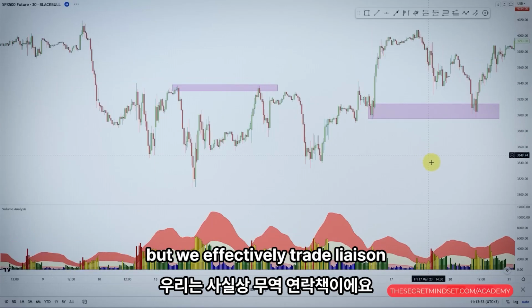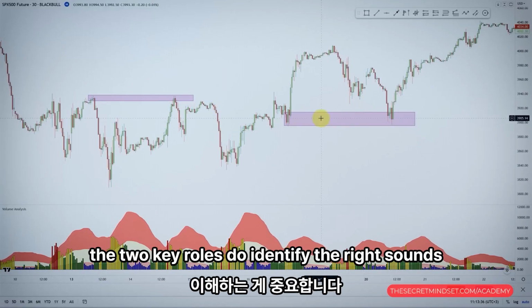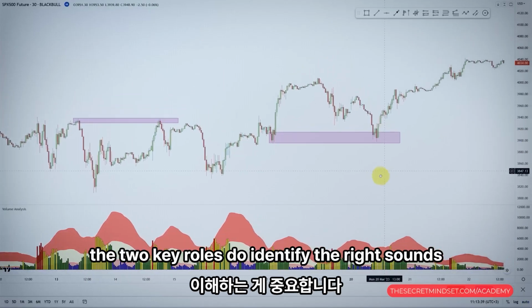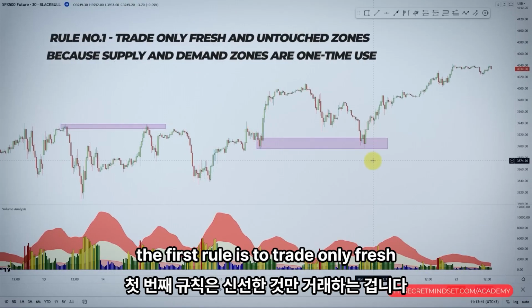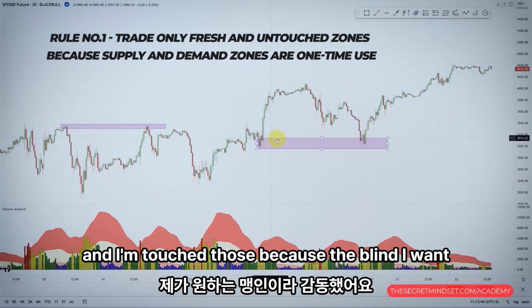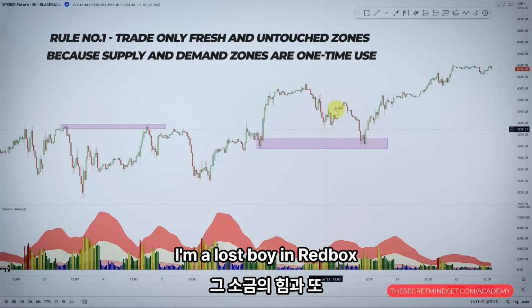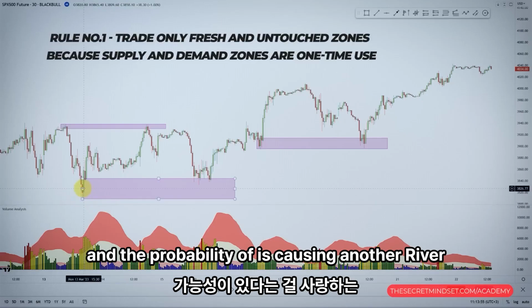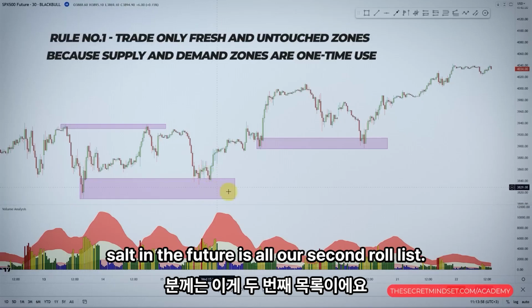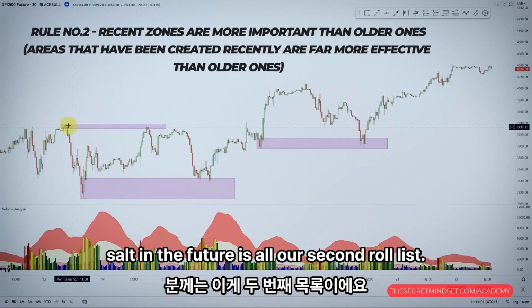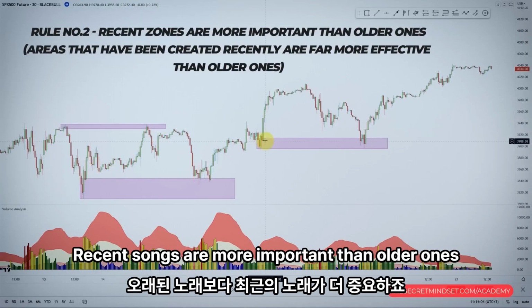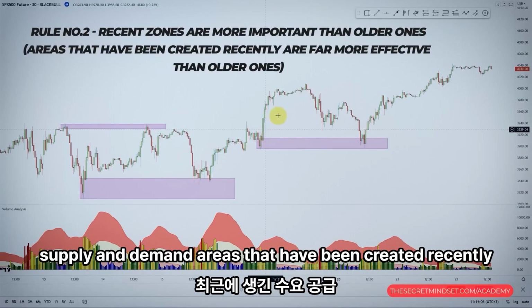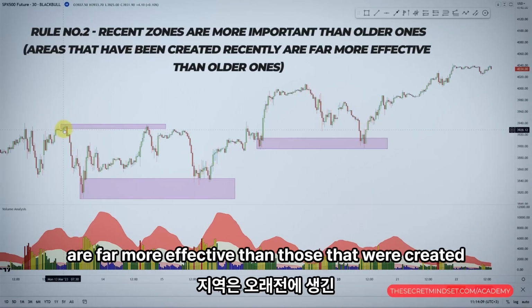But to effectively trade these zones, it's important to understand the two key rules to identify the right zones on the chart. The first rule is to trade only fresh and untouched zones, because supply and demand zones are one-time yields. Once price hits a zone and reverses, the zone loses its power, and the probability of it causing another reversal in the future is over. The second rule is that recent zones are more important than older ones. Supply and demand areas that have been created recently are far more effective than those that were created a long time ago.